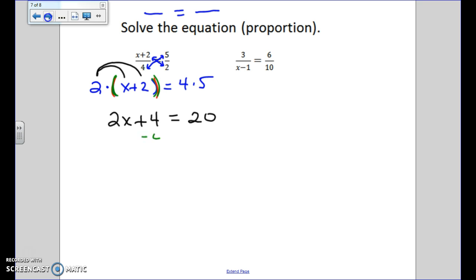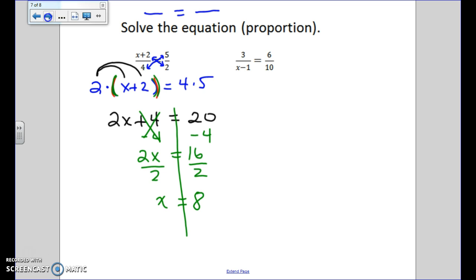So now I'm going to subtract 4 from both sides of the equal sign, leaving me with 2x on one side. That adds to 0, 16, and divide by 2. The inverse of multiply is divide. You know that x must equal 8.